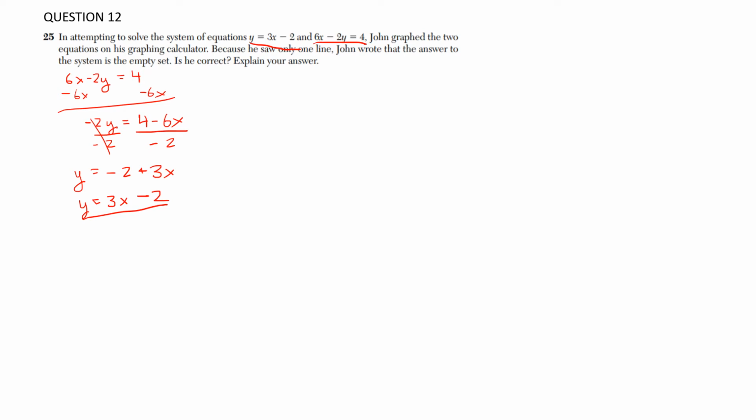So this means that because John only saw one line, it's not because the solution is the empty set. Rather, it's that both lines are on top of each other. So let me draw this out quickly. We have the first equation, let's just say, goes this way, and this is the y-intercept at negative 2 with a slope of 3. And the second line would be right on top of it. Bam. So this means that the solution is not the empty set. Rather, it's all points on the line, because they're the same line.